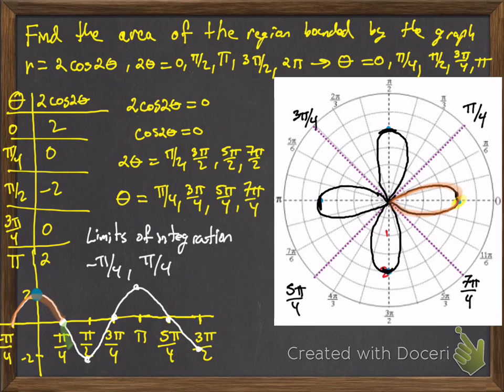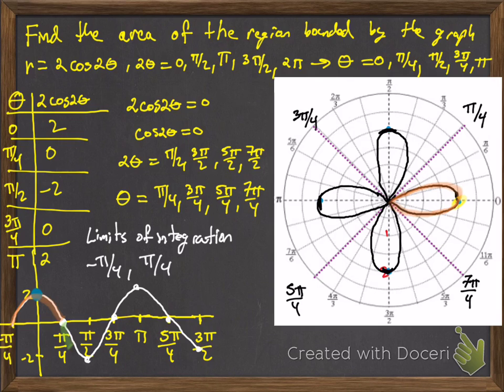Another one we could do is 7 pi over 4 to 9 pi over 4, because if we follow the order, it would be 7 pi over 4 and then 2 pi, 9 pi over 4. That would be another possibility, but we'll use the negative pi over 4 to pi over 4. So that was what we were doing here. We were practicing graphing the rose curve, and then we also got our limits of integration.